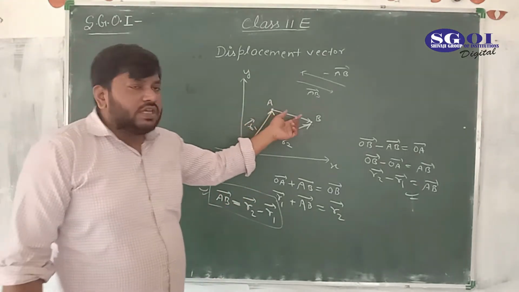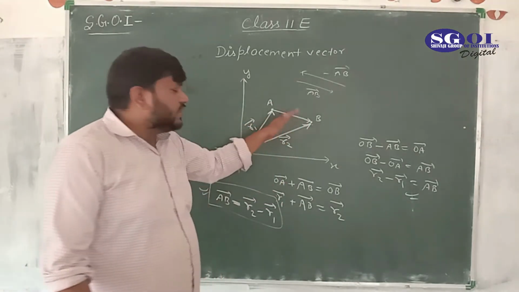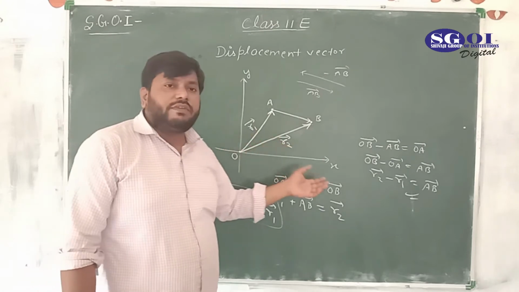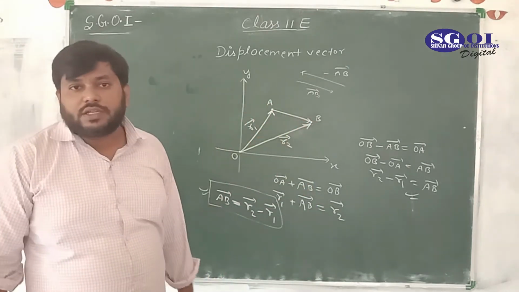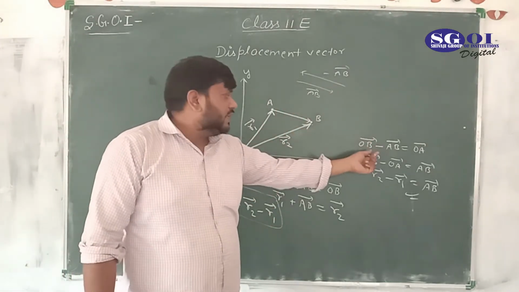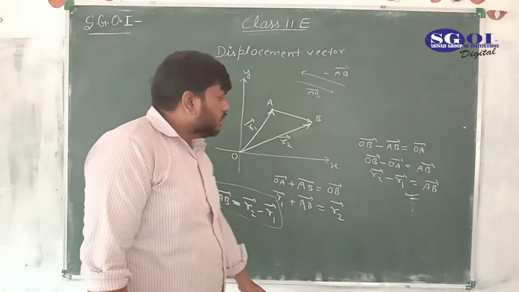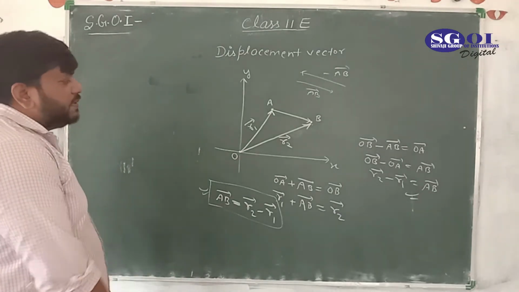You have to just keep the point. If you are moving in the direction of the arrow, then you have to take that vector as it is, and if you are moving opposite, then you have to take the negative of that vector, because the opposite direction is represented by the negative minus sign. Okay. So this is the displacement vector.